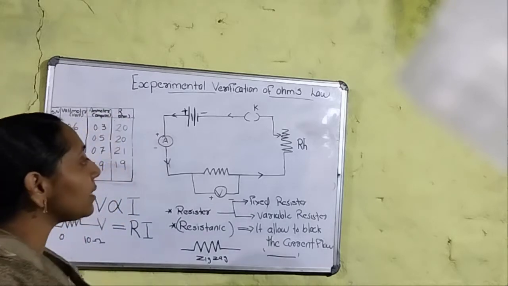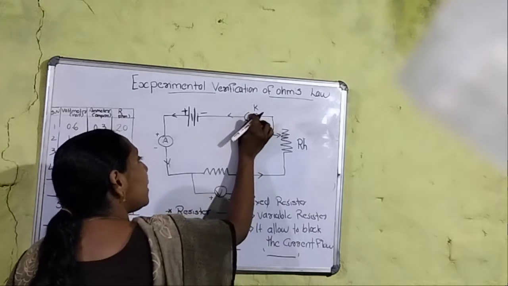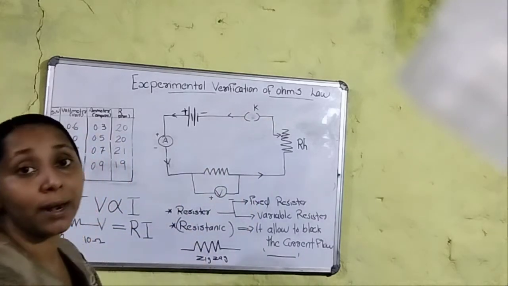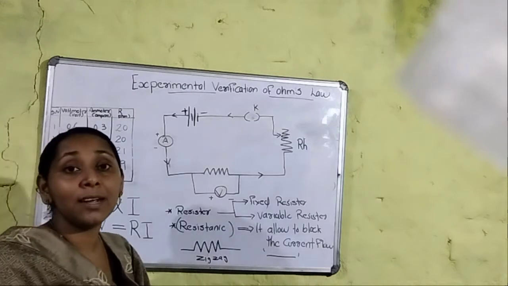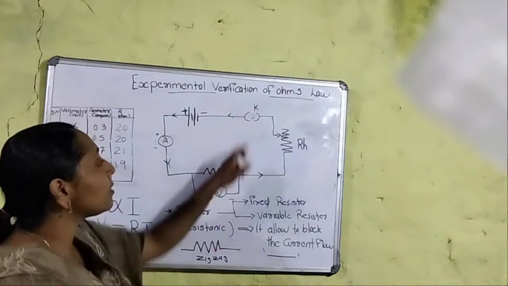When the dot is inside it, the key is closed. The dot is not here. The meaning is that the key is open. Whenever the key is open, the electrons start to flow. That means current flow is there. So I just opened the key.